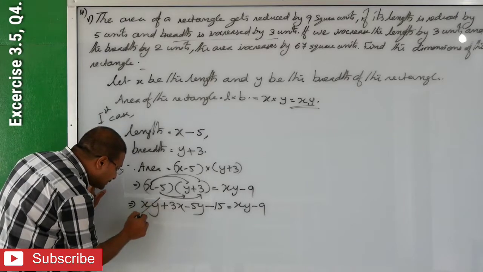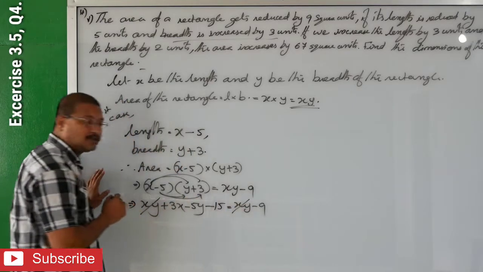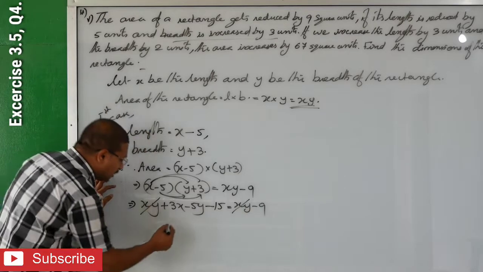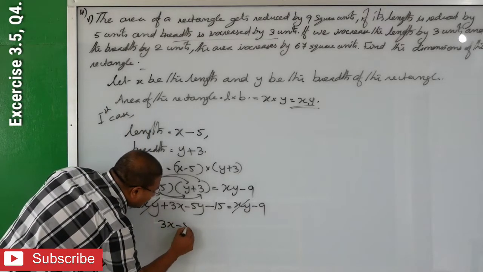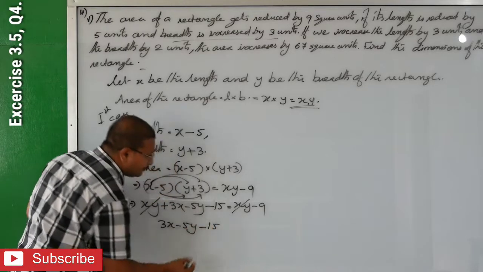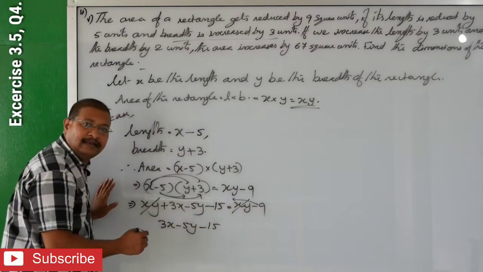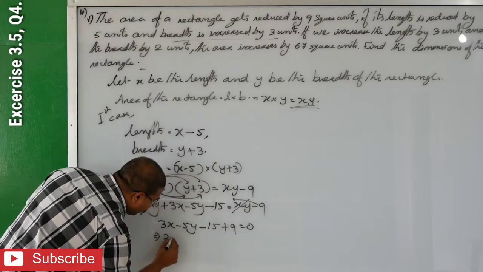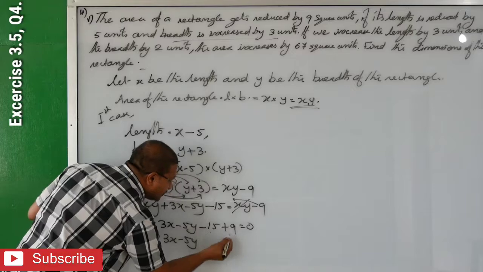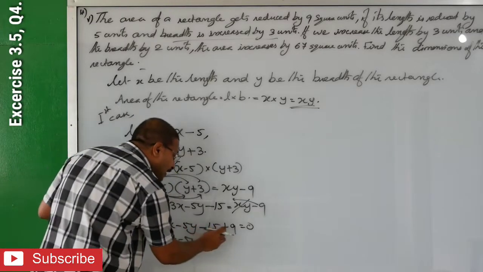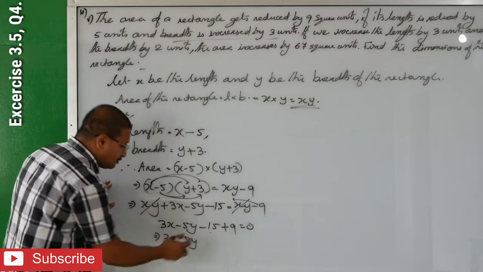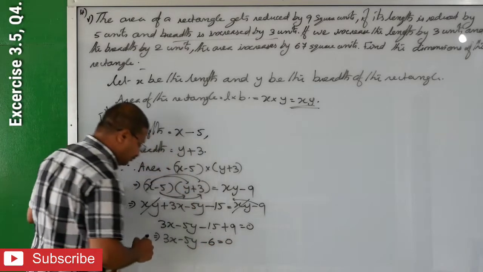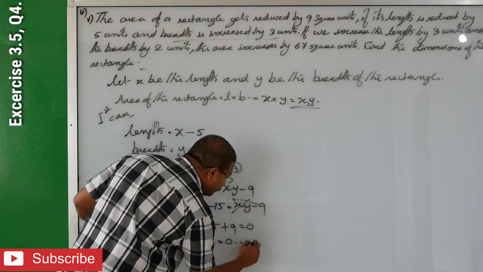Both sides xy we will cancel, because if you bring it to this side, it will be minus, so we can cancel directly. Now the balance is 3x minus 5y minus 15. Now minus 9 comes to the other side, plus 9, equal to 0. This implies 3x minus 5y, minus 15 plus 9, what will you get? 6. But the bigger number is minus, so the answer is minus 6 equal to 0. Ready? This is equation number 1.